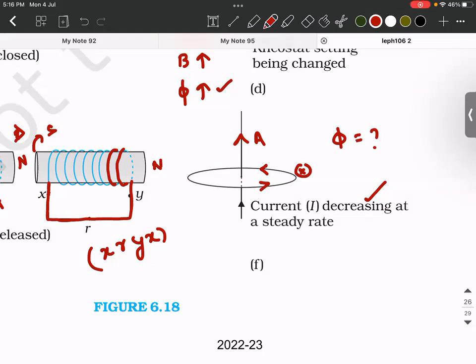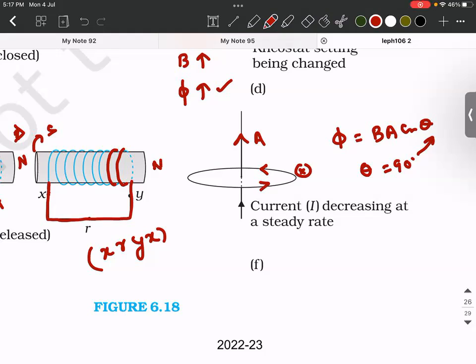I repeat my question. Magnetic field is along the circular loop. Areal vector is perpendicular to the circular loop. Then what is the value of flux associated with it? Nobody can give you a better hint. BA cos theta. Theta is how much? Magnetic field and areal vector are perpendicular. So the flux that is associated with this coil is 0.